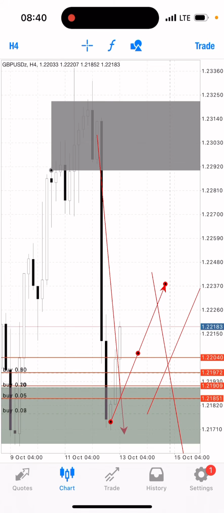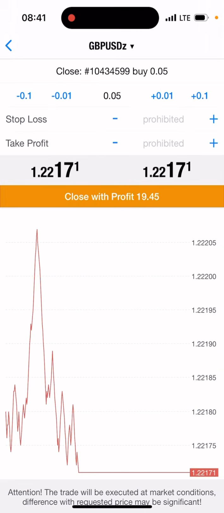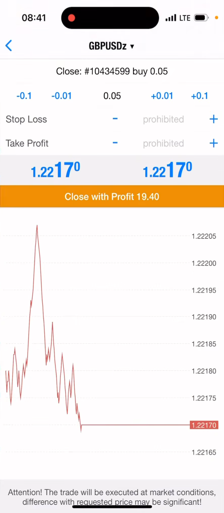So guys, I'm expecting it to reach this level right here. But I told you guys that two things can happen: either it goes up and drops, or it goes to this level. It is going up right now, so it's either it drops from here or it goes to this level. But now I'm going to close all my trades because I'm okay with this profit now.